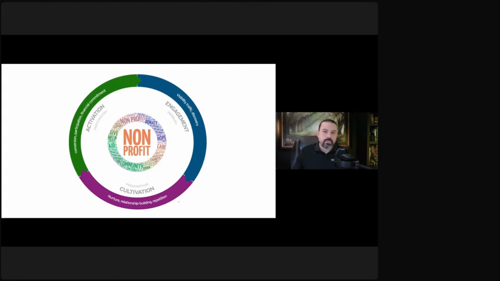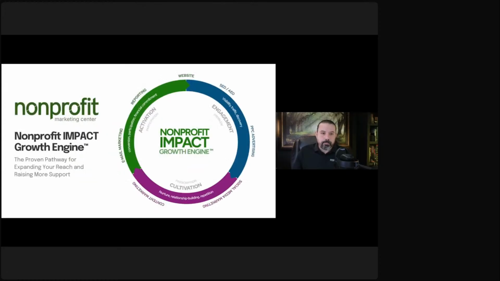And it really is, it makes it so things aren't as predictable as you need them to be. And this is the nonprofit impact growth engine. This is a proven pathway. And if you notice what we did on the outside of these things, in color code, I showed you where the corresponding digital marketing pieces are.